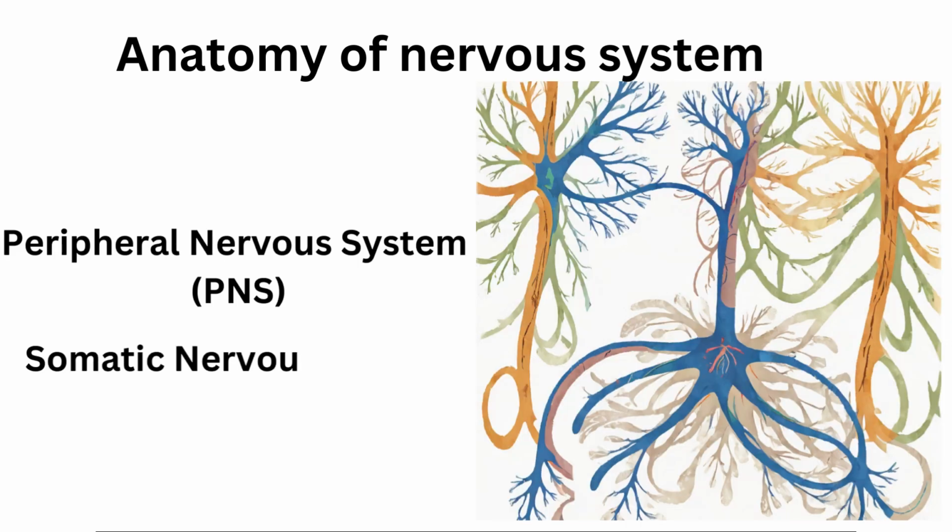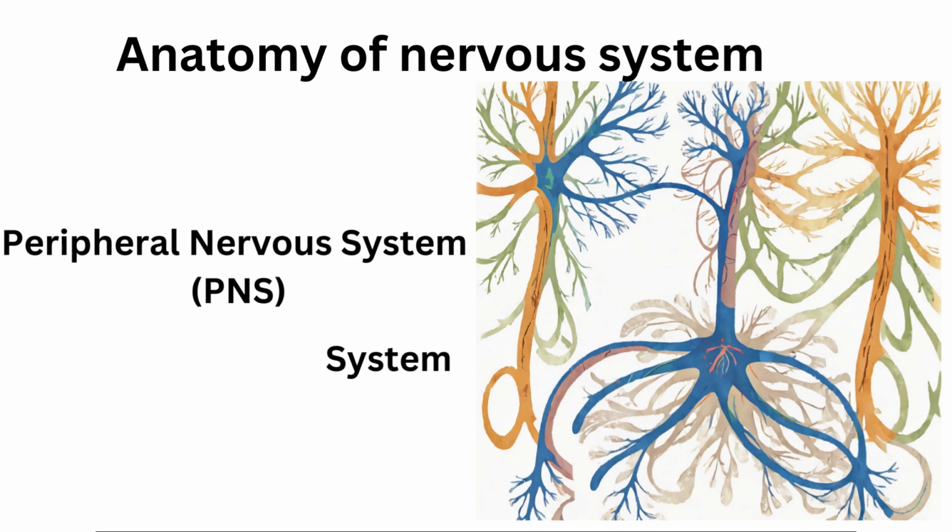Somatic Nervous System. This part of the PNS is responsible for controlling voluntary muscle movements and processing sensory information from the external environment. It consists of motor neurons that carry signals from the CNS to skeletal muscles, causing movement, and sensory neurons that transmit information about touch, pain, temperature, and proprioception, awareness of body position, back to the CNS.